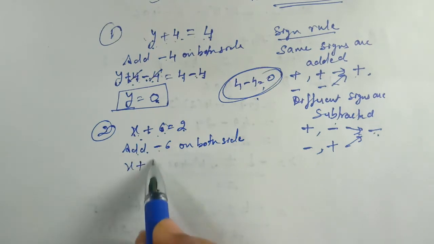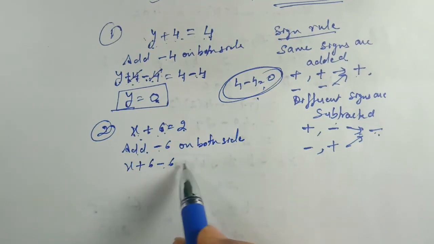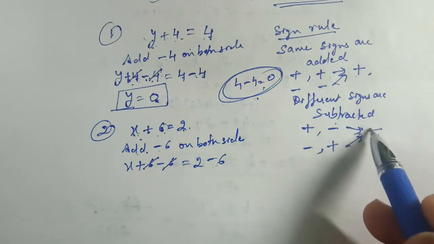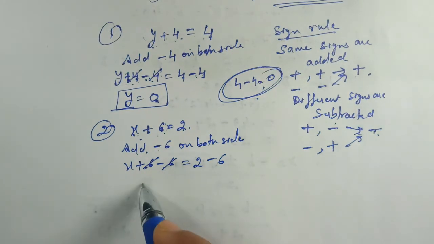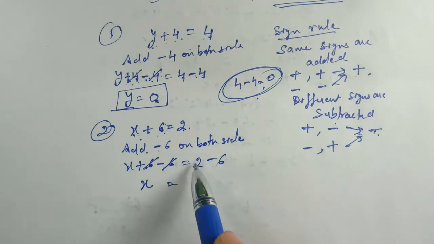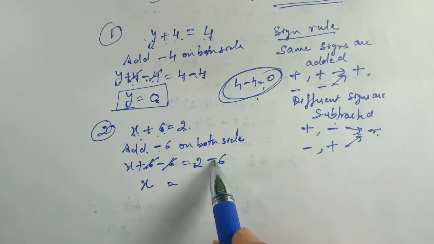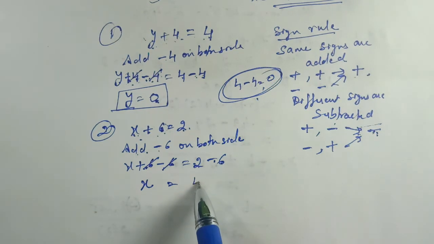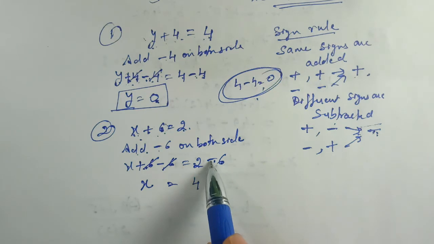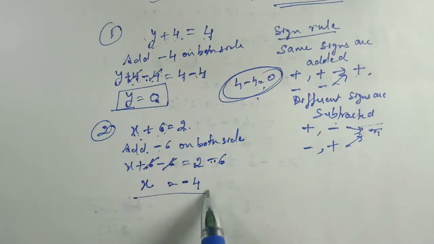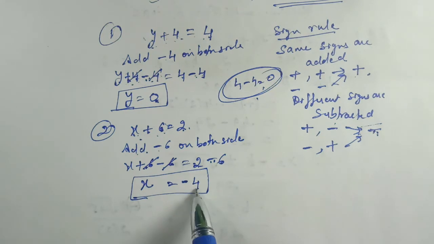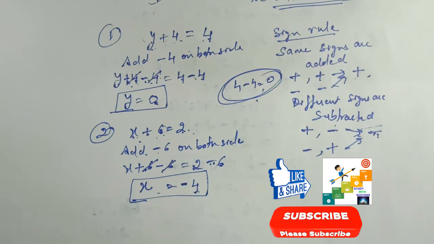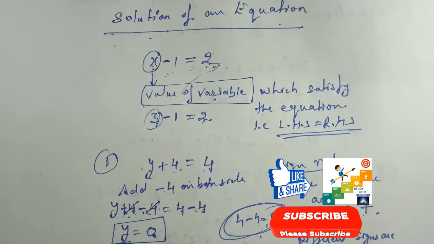So first come to the left hand side. We're going to add minus 6, and on the right hand side also we're going to add minus 6. So plus 6 and minus 6 will become 0, both will be cancelled. What is left? x. On the right side both are in opposite signs, and opposite signs means they are subtracted. So we're going to subtract 2 from 6. This will give 4, and since the bigger number is in negative sign, we will get the answer in negative sign. So the value of x will be equal to minus 4. That is, the solution of this equation is minus 4. So this way, student, we can solve the equation, but we have to remember the sign rule.